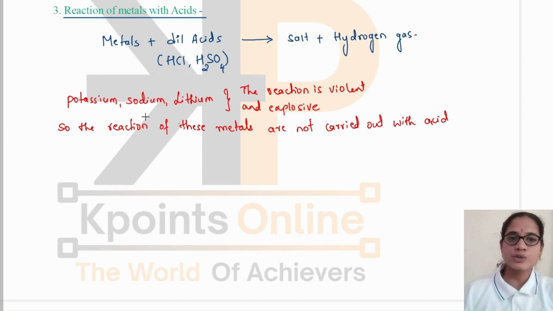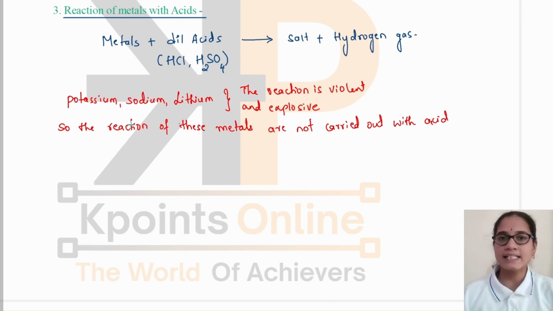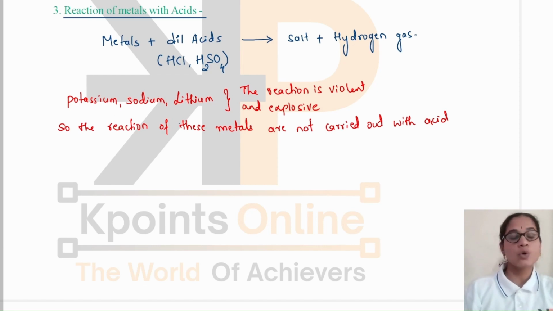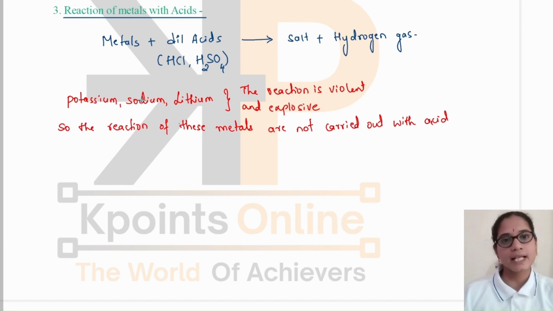In this case also, these metals will react with dilute acid to form salt and hydrogen gas. But the reaction is highly exothermic, very violent and explosive. So the reaction of these metals is not carried out with the dilute acids. Potassium, sodium, lithium and also calcium react violently with dilute acid. Okay, then let us see how other metals react with dilute acid.